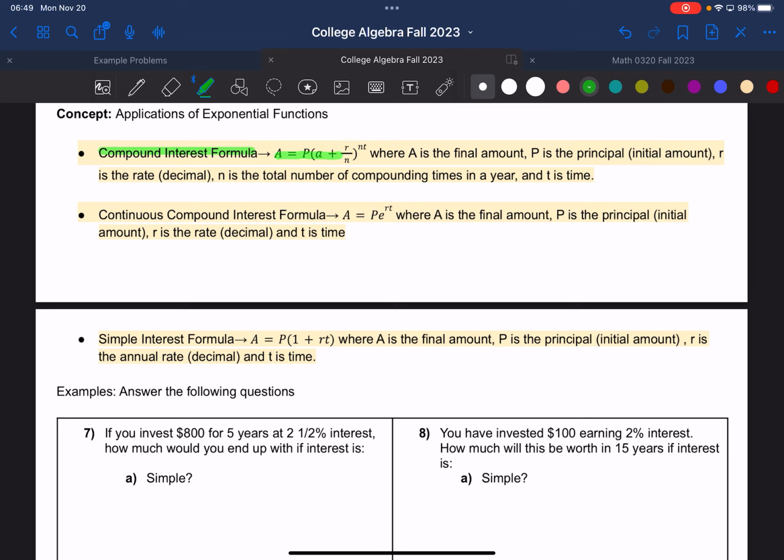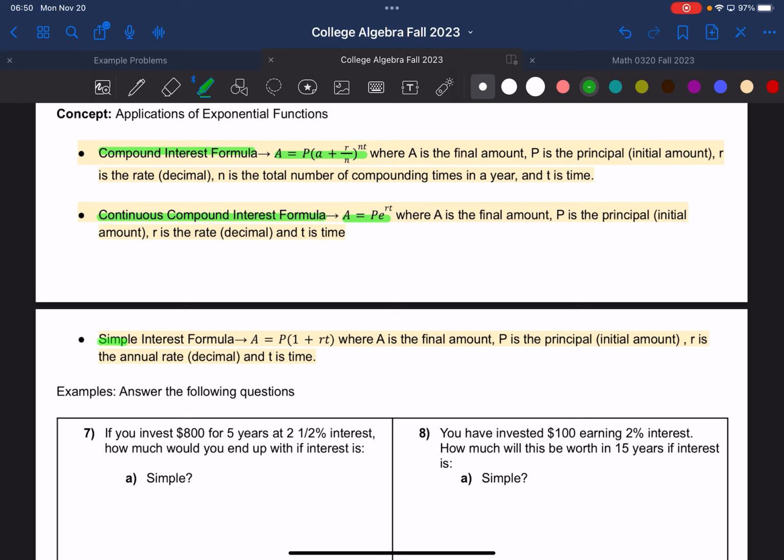So here's the formula, and then in this sentence, I label what everything is. So for example, A is the final amount, P is the principal, R is the rate, and N is the total number of compounding times in a year, where T is time. Okay? So they vary per problem, depending on what information is given. The next formula is the continuous compound interest formula, which is given by this formula here. And again, I label what each part is. So A is the final amount, P is the principal, R is the rate, and T is the time.